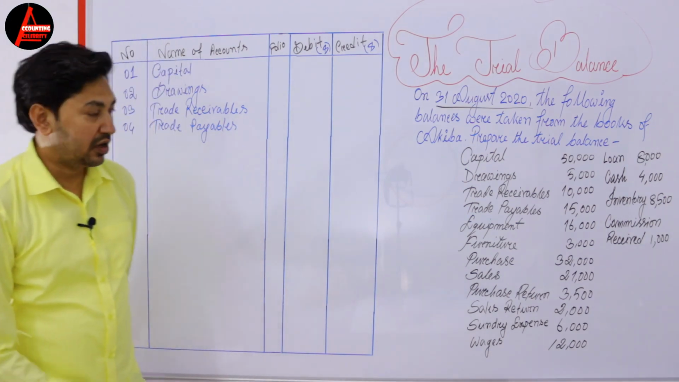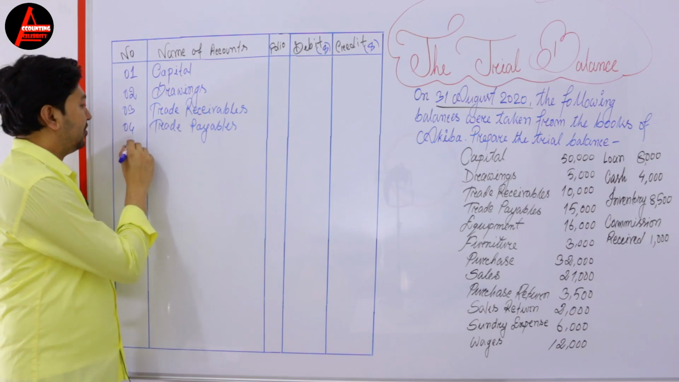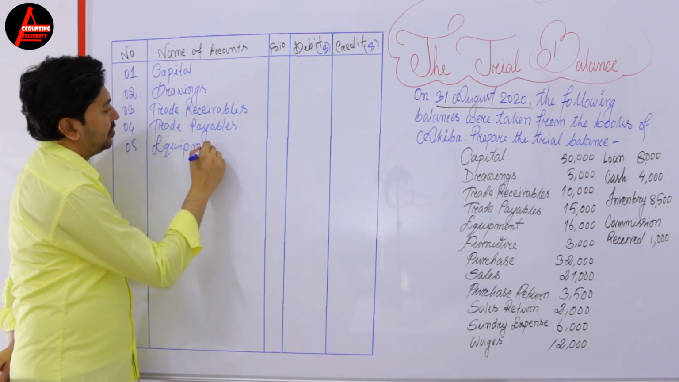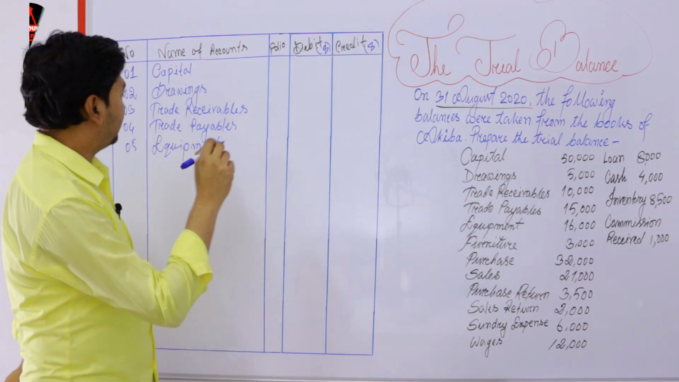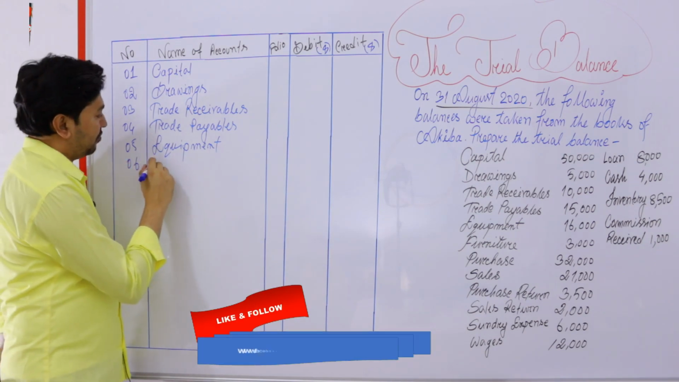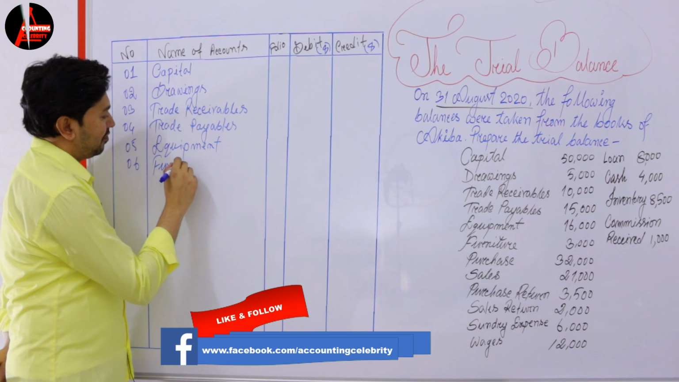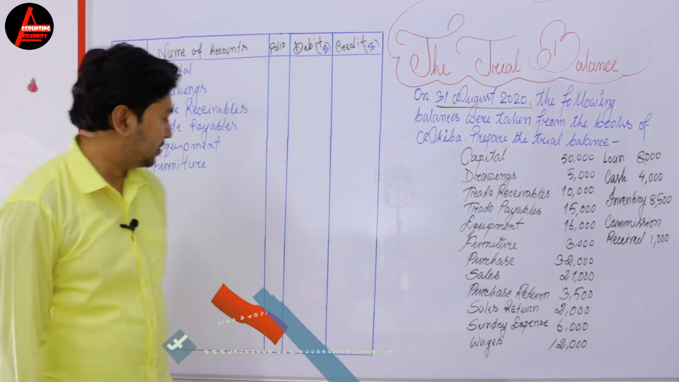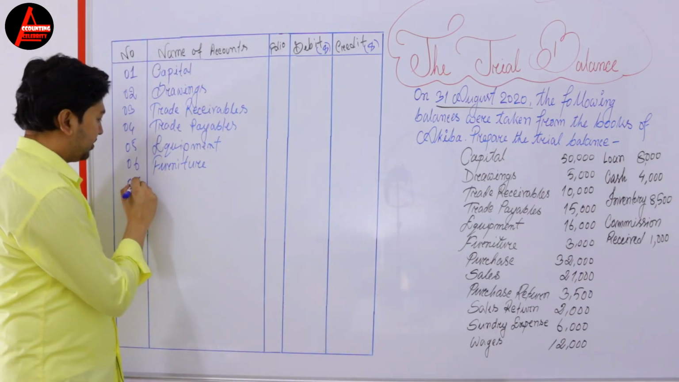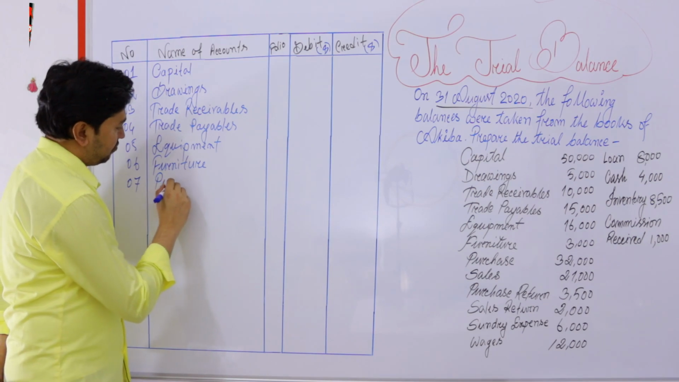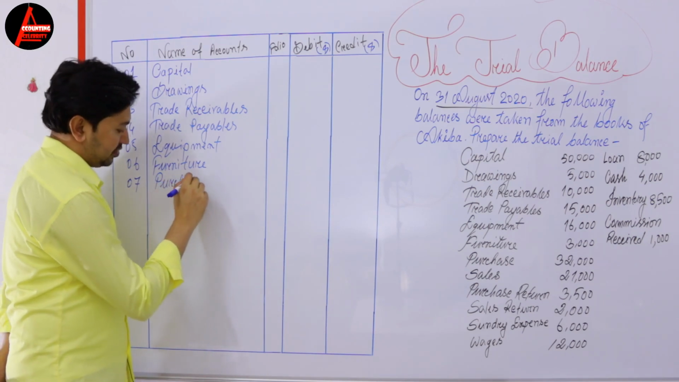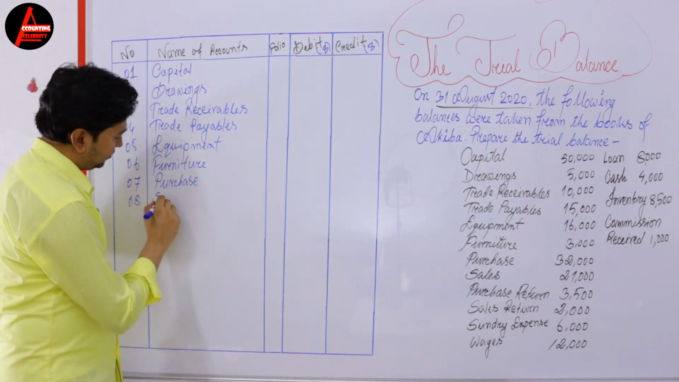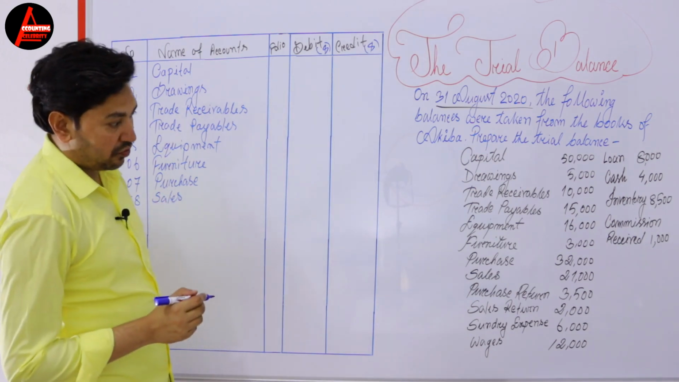What is the next one? Next one is equipment. So right here, equipment. Then what is next? Furniture. Number 6, furniture. Okay, next one is purchase. So let us write here purchase. Then next one is sales. Number 8, sales.